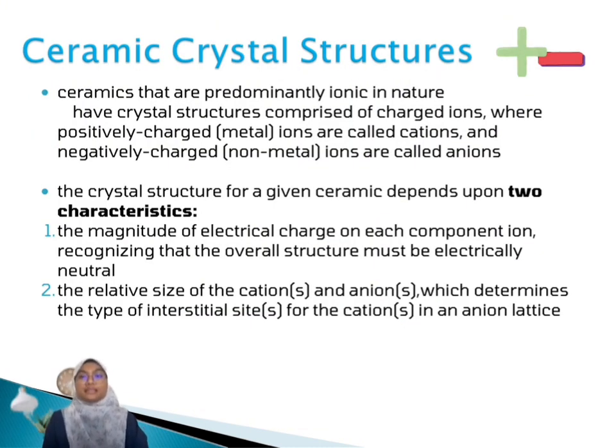Ceramics are different from metals because their structures are mainly ionic. That means they are built from charged ions, positive cations and negative anions. Cations are positively charged metal ions, while anions are negatively charged non-metal ions. Together, they form the repeating crystal structure of ceramics.